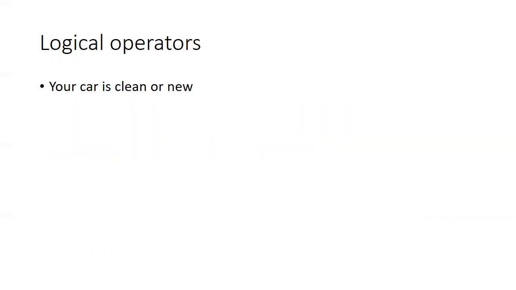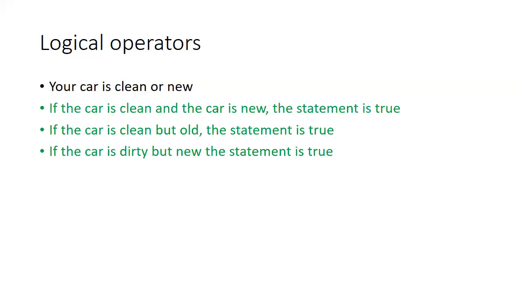Okay, now we're starting with an or. Your car is clean or new. So this can be true if any of these things are true. If the car is clean but it's old, that's okay, still true, right? Because of the or. If the car is dirty but it's new, that's okay, because one of those things is true. If it's clean and it's new, both those things, well, it's okay too, because the or is much more inclusive, right? Any one of these things could be true.